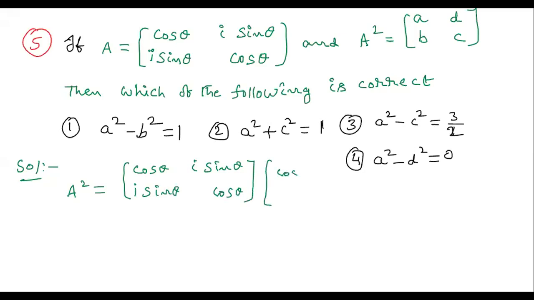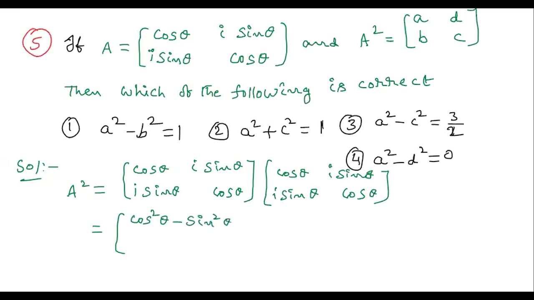Cos theta, i sin theta, i sin theta, cos theta. Now do the product, the multiplication of two complex numbers. We get first row, first column: cos square theta minus sin square theta. Now first row, second column, we get i sin theta cos theta plus i sin theta cos theta.